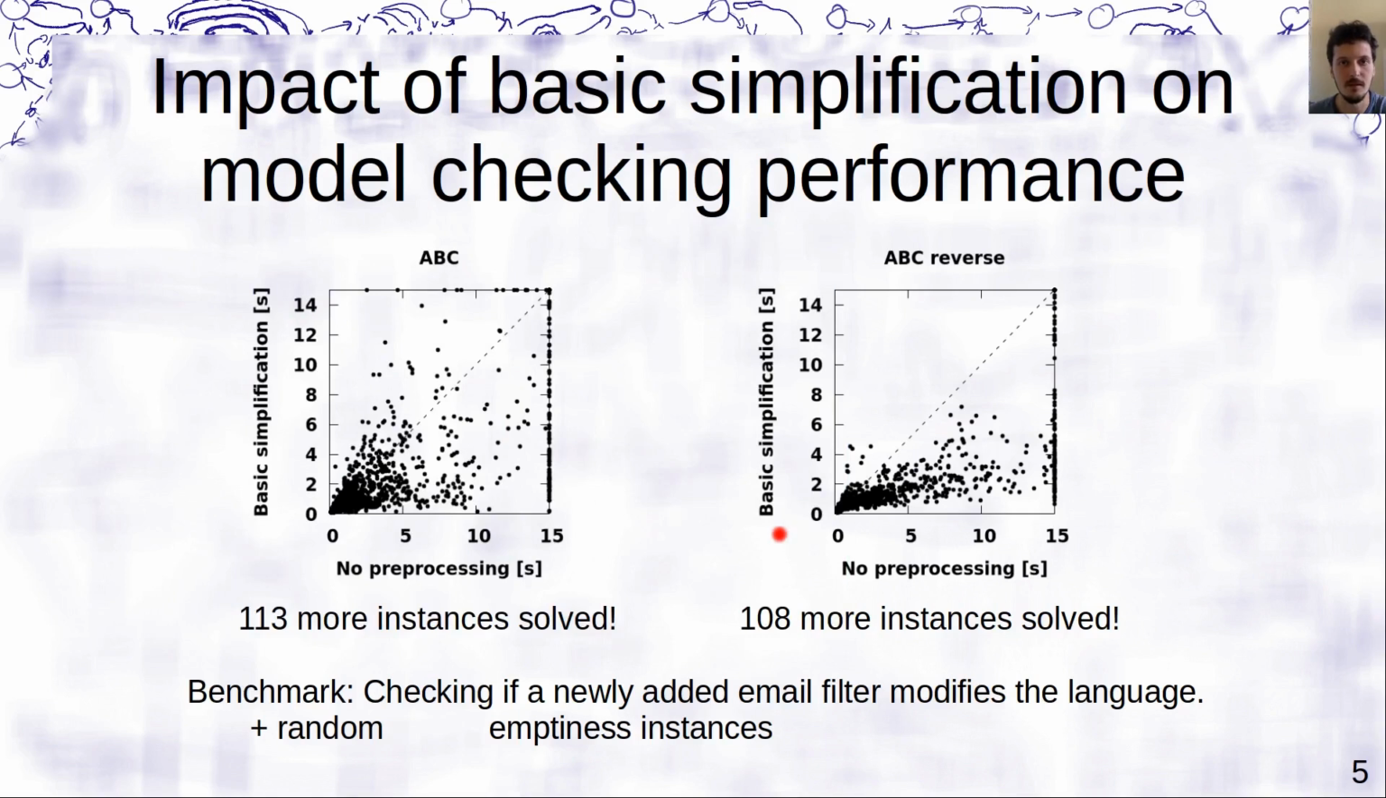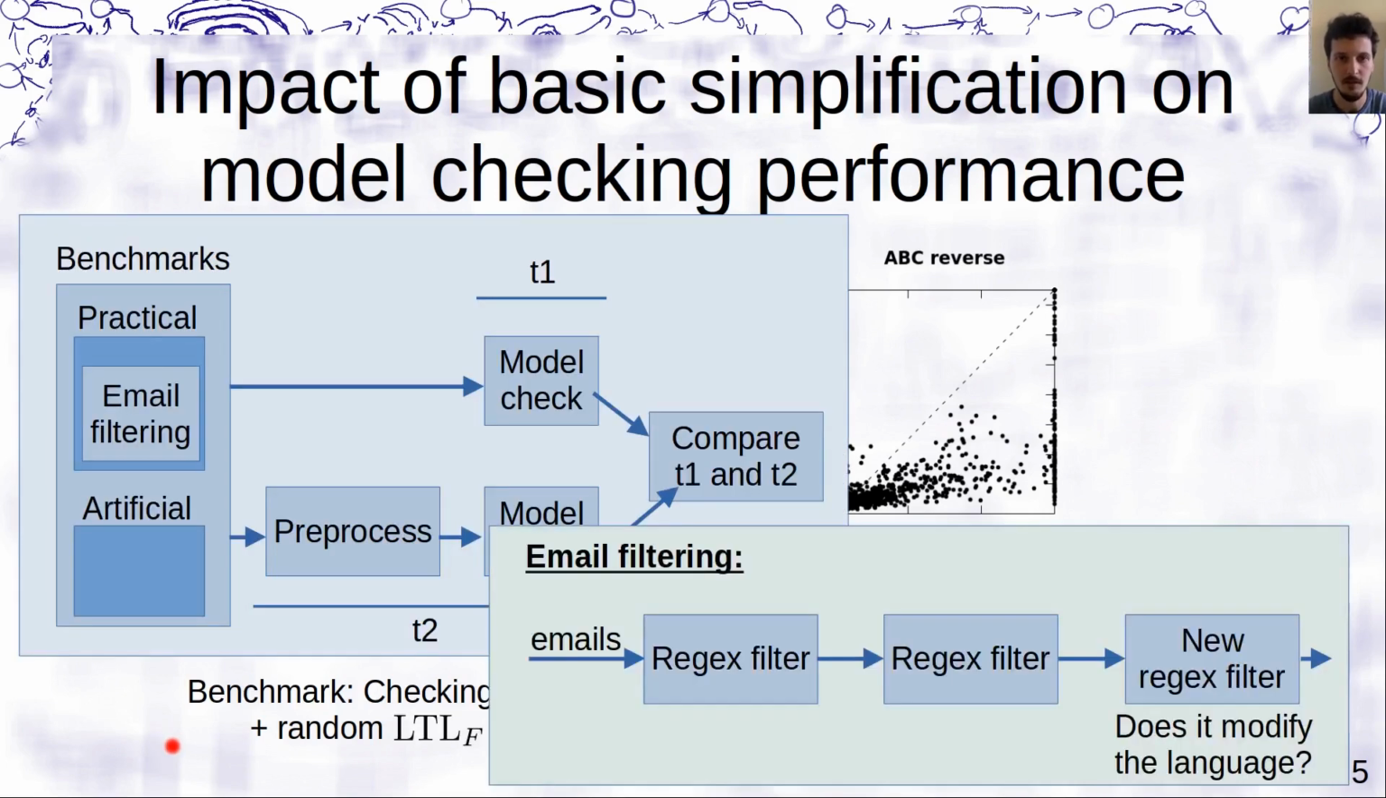The scatter plots in this slide are generated from a mix of practical and artificial random benchmarks. The practical ones are obtained from email filtering using regular expressions. Whenever a new filter is added, it can be conveniently checked via automata whether it actually brings something new to the language or whether it is subsumed by filters that are already present. This benchmark has been previously used by Loris D'Antoni and Zachary Kincaid in their paper.